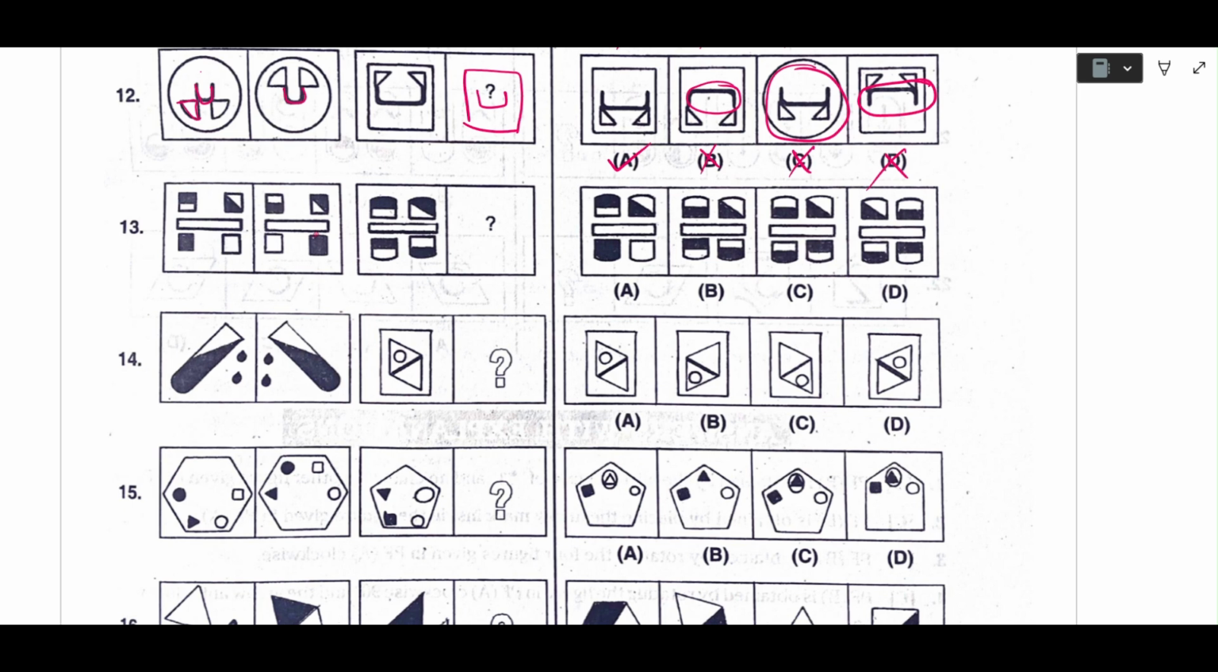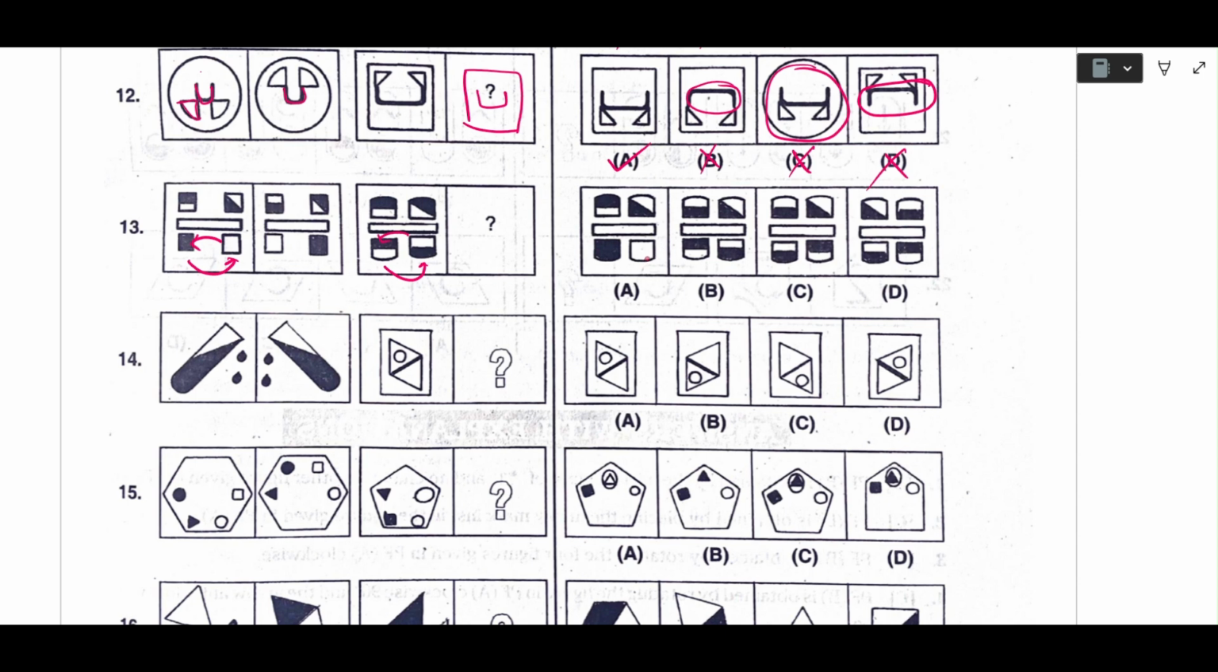Here these figures are the same, and let's look here. White and black, they exchanged. Black came to the white place and white came to the black place. So we will be exchanging these two. The black figure should come to the right side, and this white figure should come to the left side.